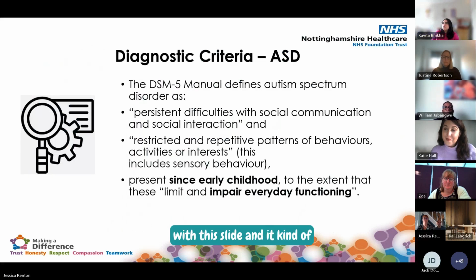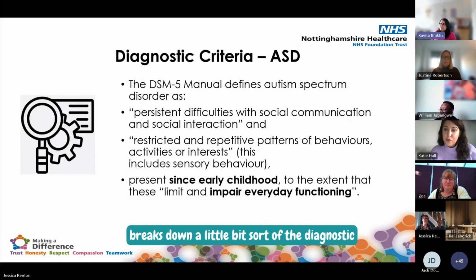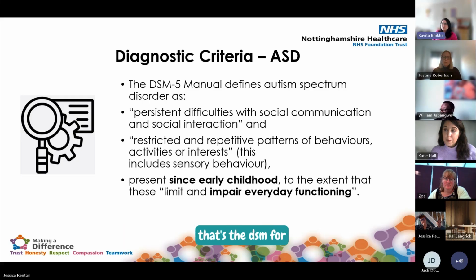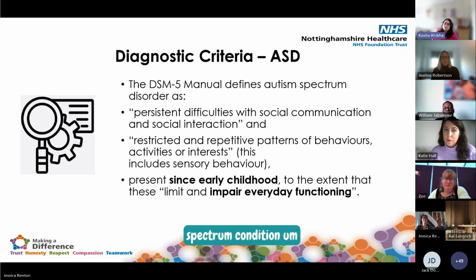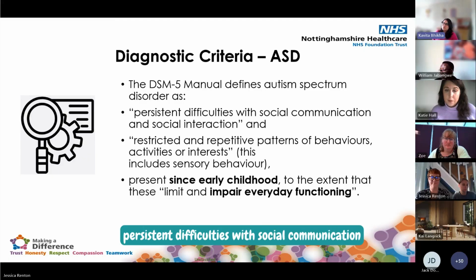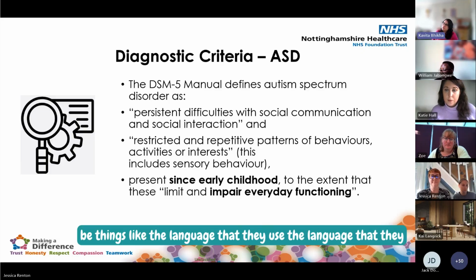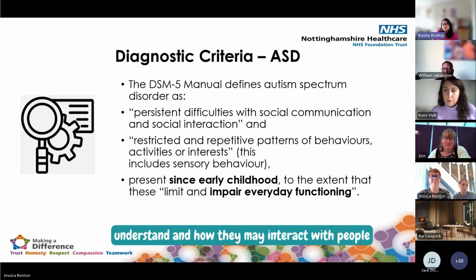So with this slide, it breaks down a little bit the diagnostic criteria and the diagnostic manual that's used. So that's the DSM for assessing autism. And just to clarify, we might say autism, we might say autism spectrum disorder, or autism spectrum condition, or ASD. They're all meaning the same sort of thing. So in terms of the criteria, a person must have persistent difficulties with social communication and social interaction. So this might be things like the language that they use, the language that they understand, and how they may interact with people.